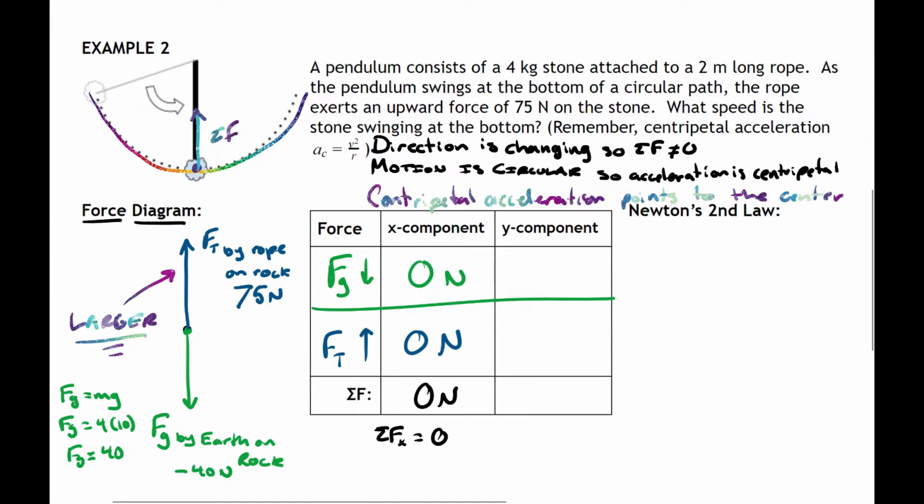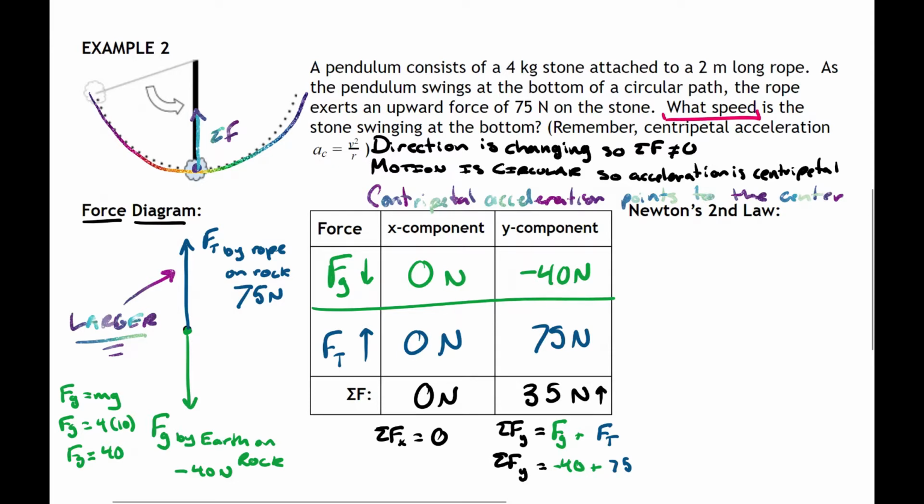Now the downwards force of gravity is a negative 40 newtons. The tension force is 75 newtons upwards. Our net force in the y direction is the sum of all the vertical forces. So negative 40 plus 75 equals a net force of 35 newtons in the upwards direction. Now the question is asking us for the speed.